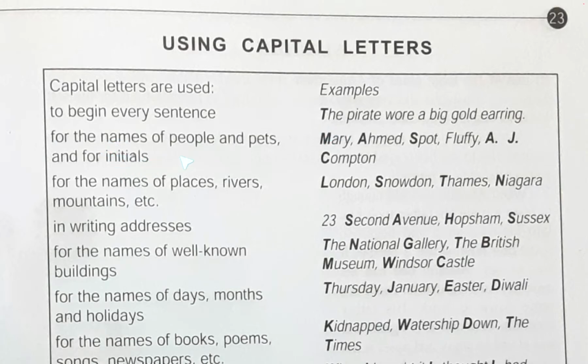Next one, for the names of people and pets and for initials. Examples are given here: Mary, Ahmed, Spot, Fluffy, A.J., Compton. Next rule, for the names of places, rivers, mountains, etc. Here, London, Snowdon, Thames, Niagara. In writing an address, 23 2nd Avenue, Hopsham, Sussex. Next rule, for the names of well-known buildings like the National Gallery, the British Museum, Windsor Castle.